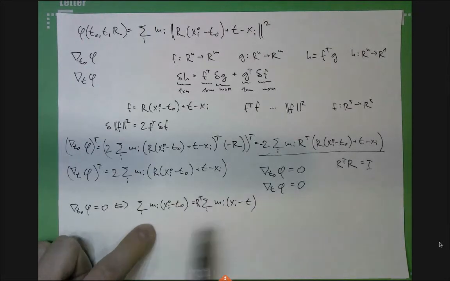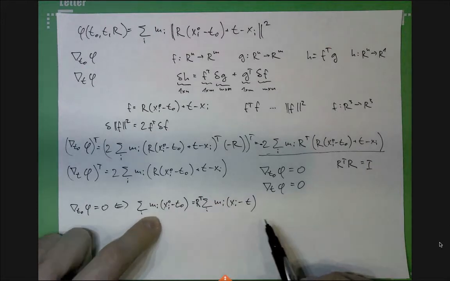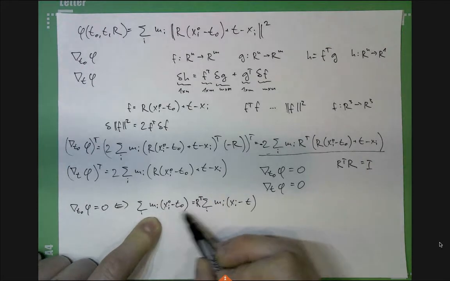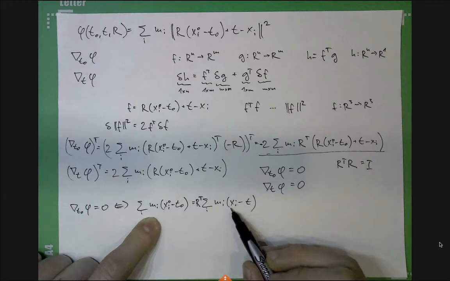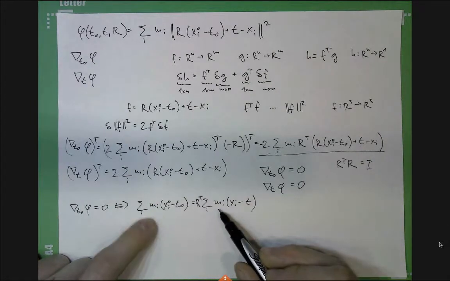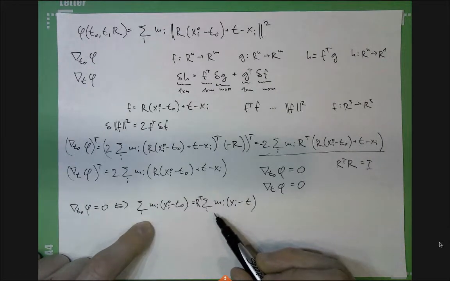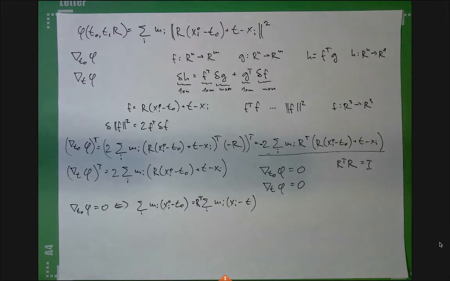So this is not just one equation, right? This is a system of three equations because these things are vectors. x_i0, t0, x_i, t are vectors. The m's are just scalars. Those are my masses. And R is a matrix. Just an arbitrary matrix. I don't know what it is, but it turns out it doesn't really matter.